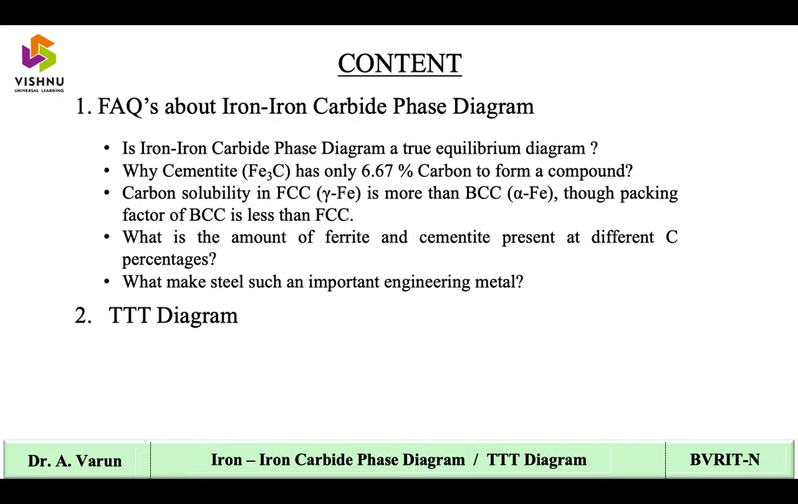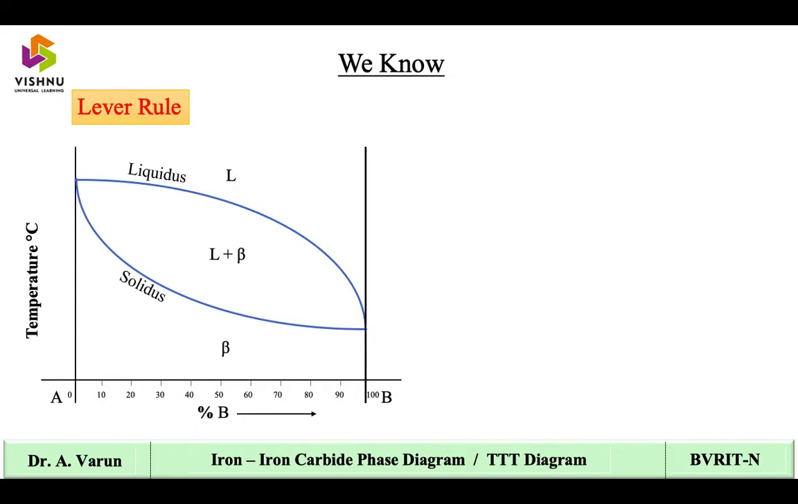Then we will be looking into some of the other important continuation to iron carbide diagram, that is about triple T diagram, which is nothing but time temperature transformation diagram, or it is also called as TTT diagrams. Then we have CCT, continuous cooling transformation diagrams. So let's start by knowing what is lever rule. This is very important for us to calculate some of the points in the iron carbide phase diagram.